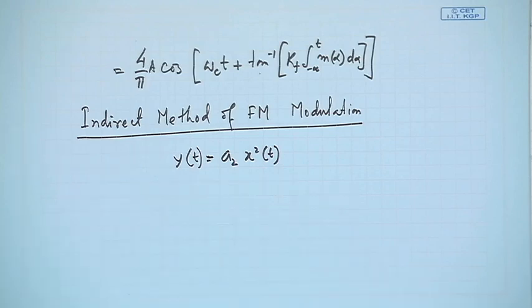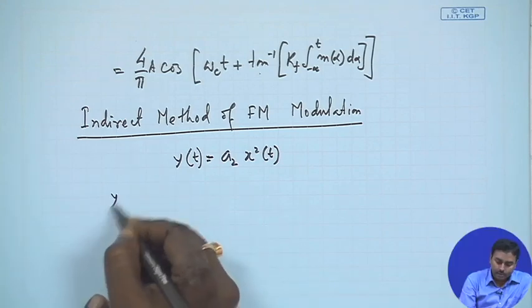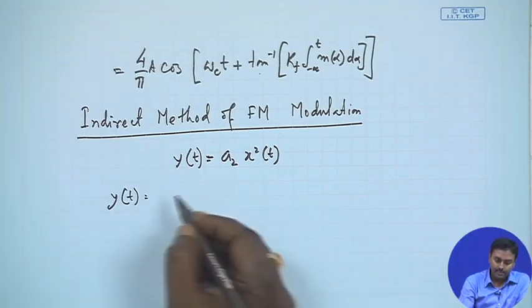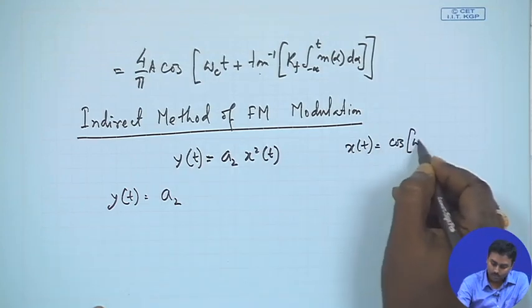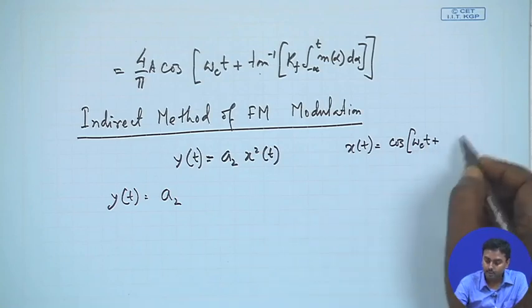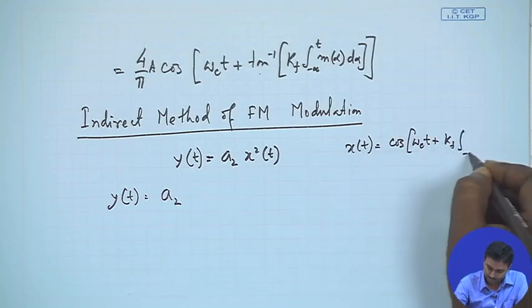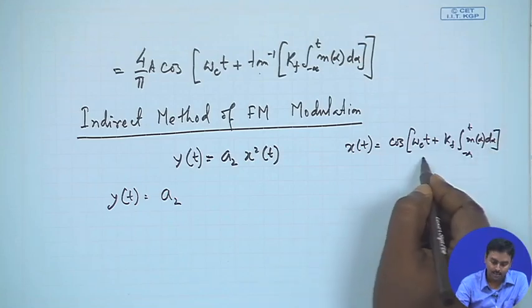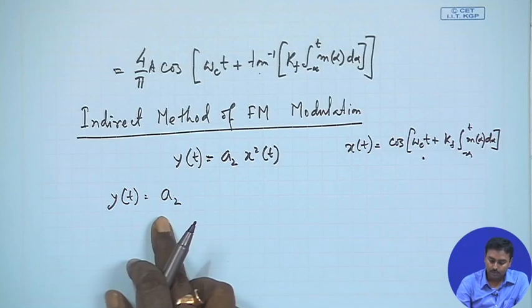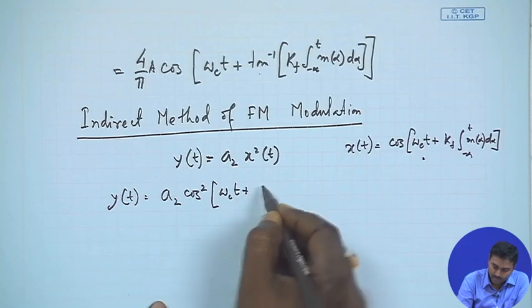Suppose I give you a narrowband FM signal, or let us say an FM modulated signal. The corresponding y of t should be like this: A2, my x of t is cos omega c t plus, ideally, tan inverse of that. I am just writing kf, as long as it is narrowband. That should be my x of t. Now I put it over here. What will happen? I will have a square, so it should be cos square of omega c t plus kf.